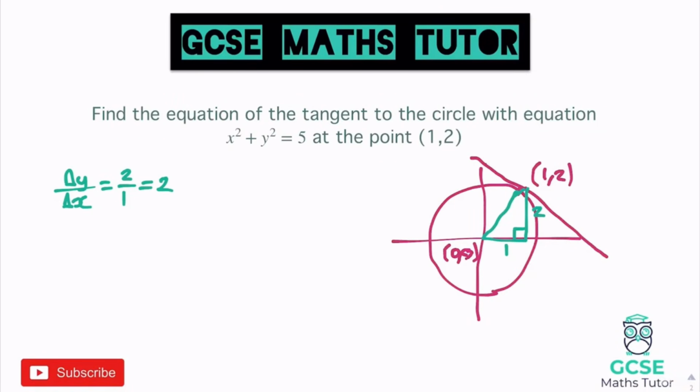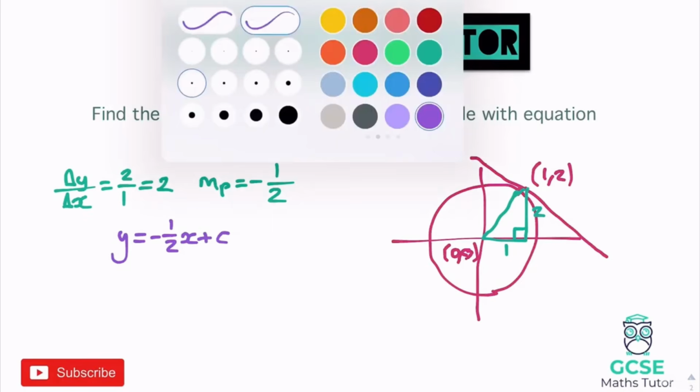So our perpendicular gradient, doing our negative reciprocal of 2, remembering again that 2 is just 2 over 1, so it becomes 1 over 2, and swapping to a negative. So there's our gradient. And again, from here, it's pretty much the same steps as on the previous video there. So let's just have a look. We've got y equals minus a half x plus c, and then our coordinate is 1, 2. And if we sub that in, let's see what we get.